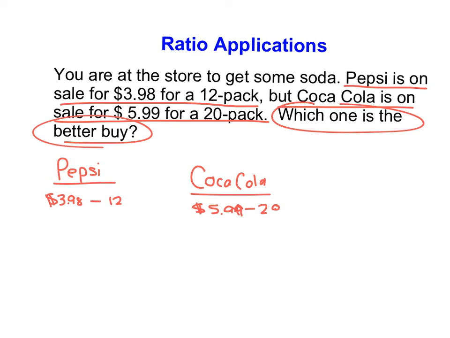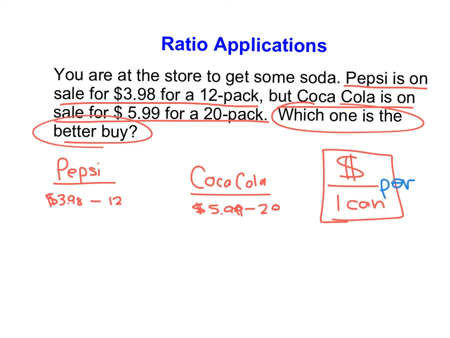So here, what I need to figure out is what is the cost per 1 can in each situation, because that's really what I can compare. So what I'm going to try to figure out is how much it costs for a single can in each situation. And notice that my order here is going to be very important. I want the cost per can, not the cans per dollar. I want how much it costs for each can in each situation. So I'm going to create that ratio.